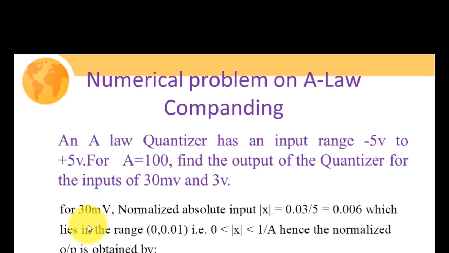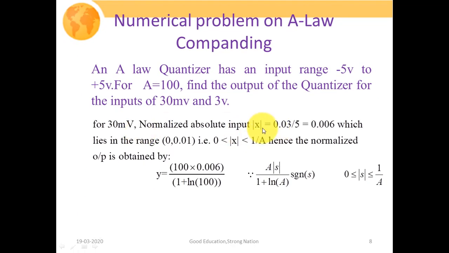So as a solution for 30 millivolt, normalize absolute input. Here X will represent your input signal, and its normalized value would be given as 0.03 divided by 5, or we could say the maximum value of our compressor or quantizer. So it would be evaluated as 0.006.